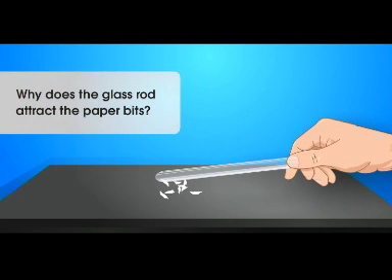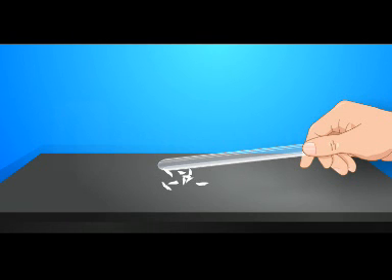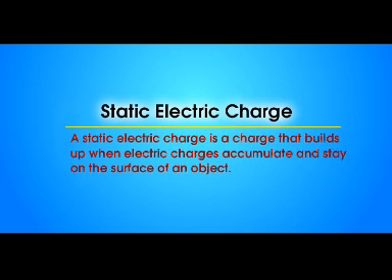Why? You getting the jolt and the glass rod attracting the paper bits, both happen due to static electric charge or static electricity. A static electric charge is a charge that builds up when electric charges accumulate and stay on the surface of an object.